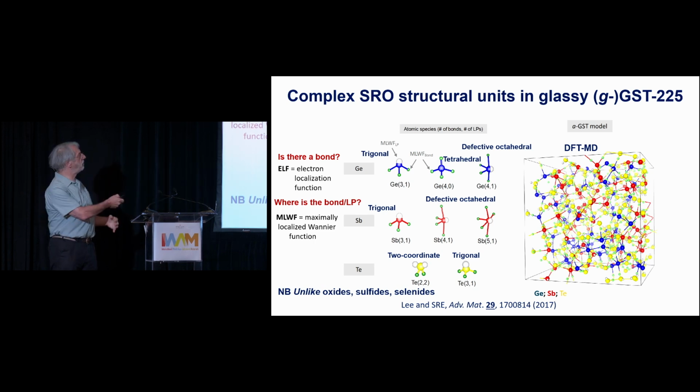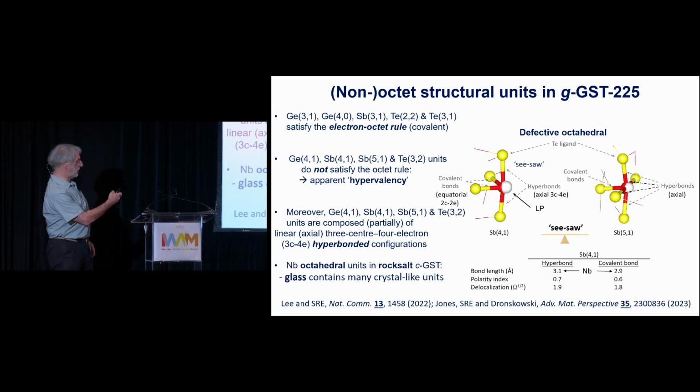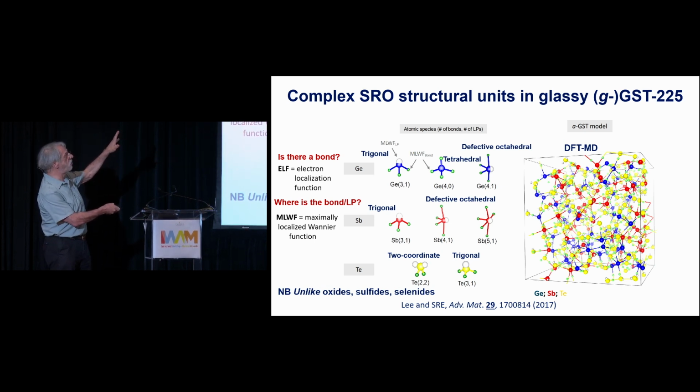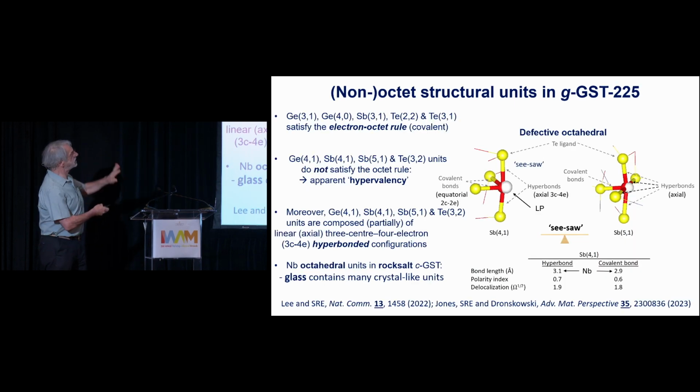And they do it because many of the atoms in the glass are already pretty crystalline-like. Remember, rocksalt crystal is octahedral, and here these units in the glass are already fairly octahedral. So just to blow up, this is what you see. You see these units here, defective octahedral sites, and they look a bit like a seesaw.